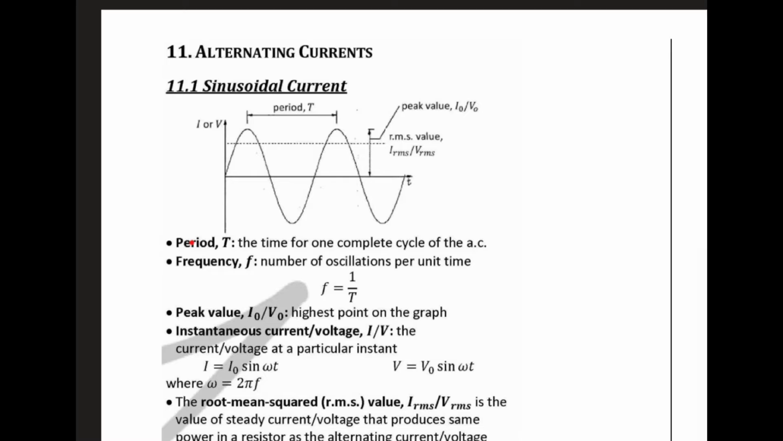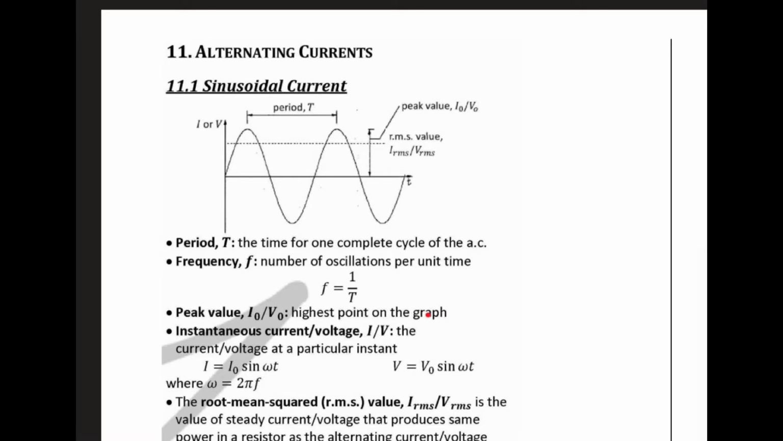We start with period. Period is the time from here to here, maximum to maximum, or you can take minimum to minimum, or the other way is you can take from origin to here. This is also a period: the time for one complete cycle of the alternating current. Frequency f is the number of oscillations per unit time, where frequency is 1 over period.